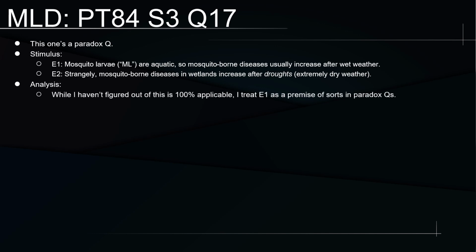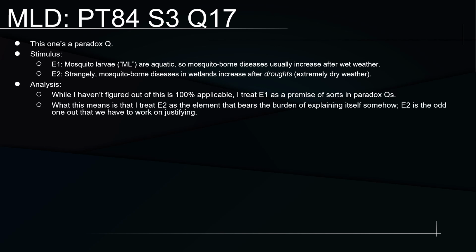I mean, while I haven't figured out if what I do here is 100% reliable and applicable, generally what I do is I treat the first element as a premise of sorts in paradox questions. What this means is that I treat element 2 as the element that bears the burden of explaining itself somehow. Element two is the odd one out, and that's the one where I'm going to focus. I'm going to try to justify that. And again, I'm not sure that this is always the best way to do it.